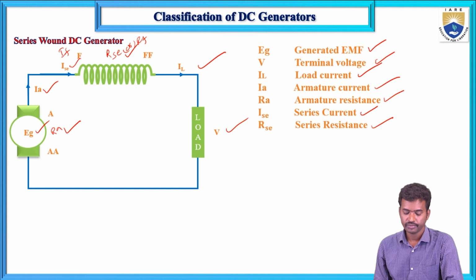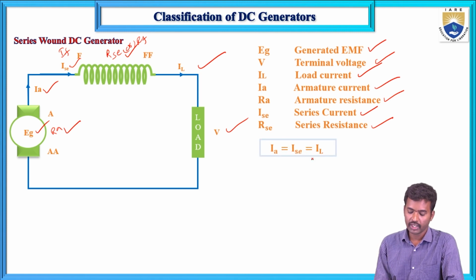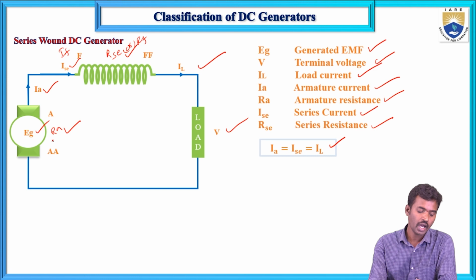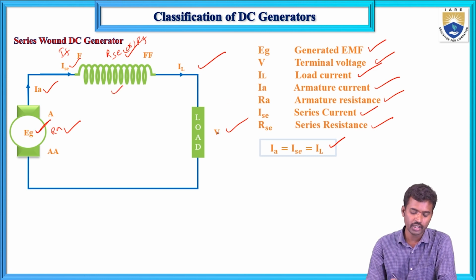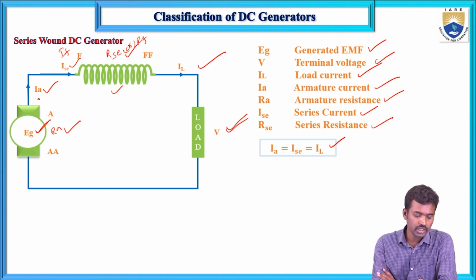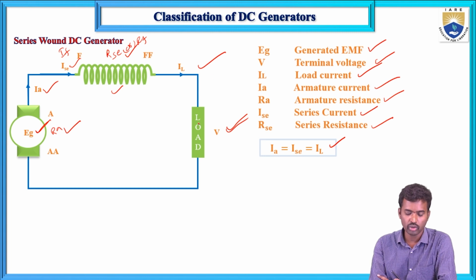So first, Ia equals IL equals I series. This is most important because in a series case the same current flows through each element. Here the armature, field winding and load are connected in series, so in a series connection the same current flows through each element, as we already discussed in the previous slide. So Ia, the armature current, equals the field current equals the load current: Ia equals I series equals IL. That means this is IF.